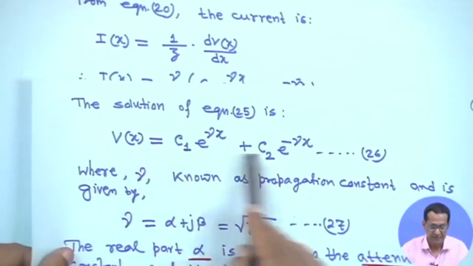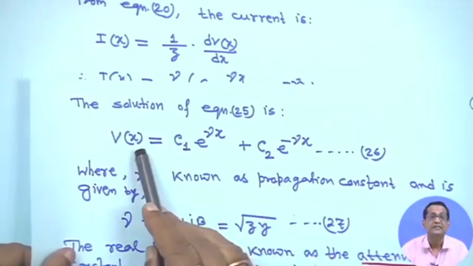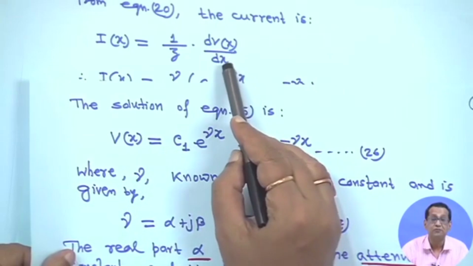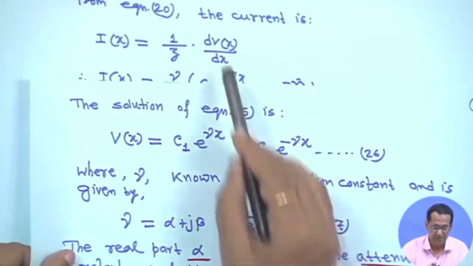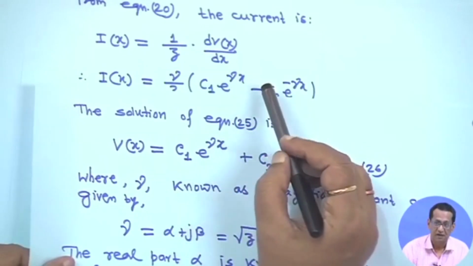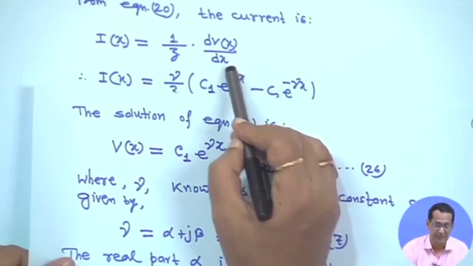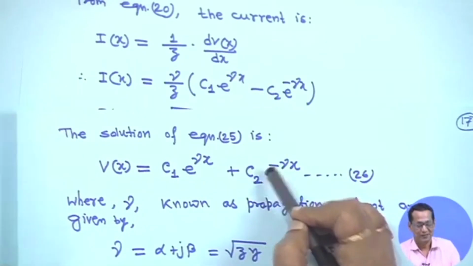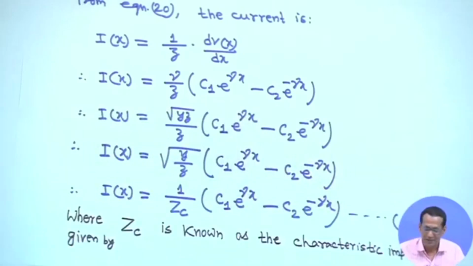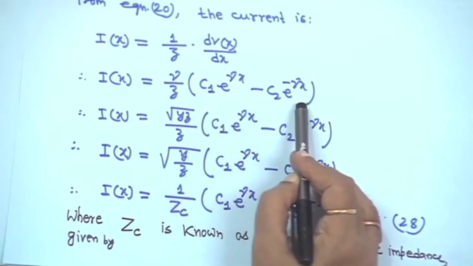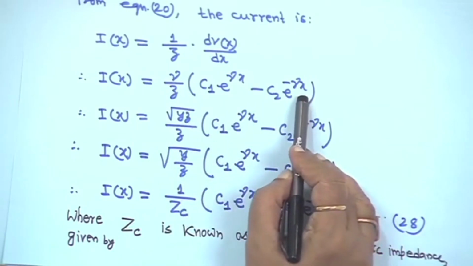So, you take the derivative of this equation with respect to x and substitute here. I am not showing the derivative, it is understandable, very simple thing. If you take the derivative and substitute, then you will get Ix = (γ/z)[C1 e^(γx) − C2 e^(−γx)].